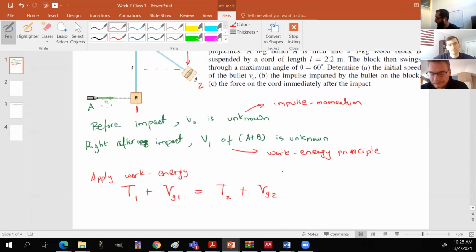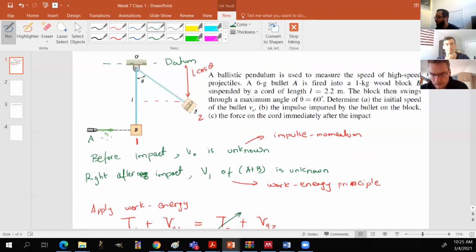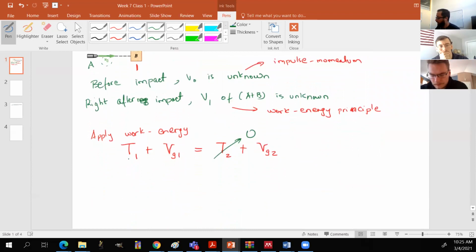In this expression, straight away, what's the kinetic energy at position 2? Zero, because it comes to a rest there. That's the whole concept of this. So this guy is equal to 0. We can write T1, and remember, T1 is for the combined mass after impact. So T1 is just going to equal 1/2 times the mass of your combined block and bullet, (MA plus MB) times V1 squared.